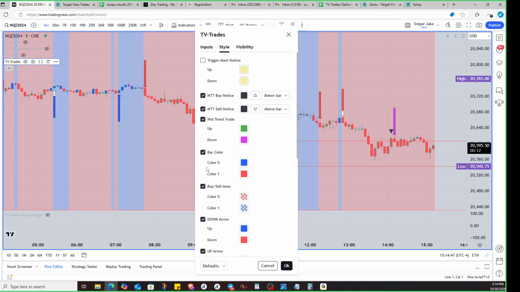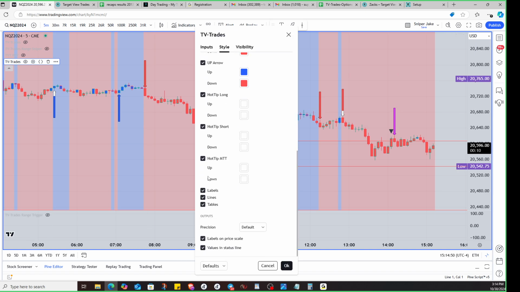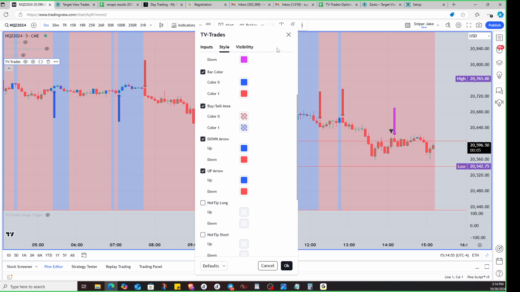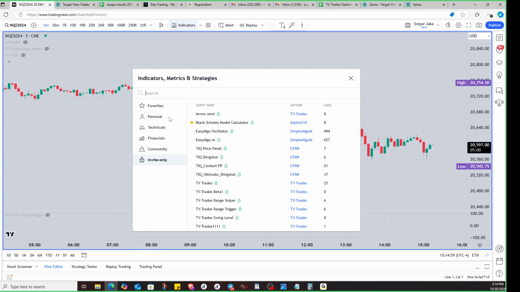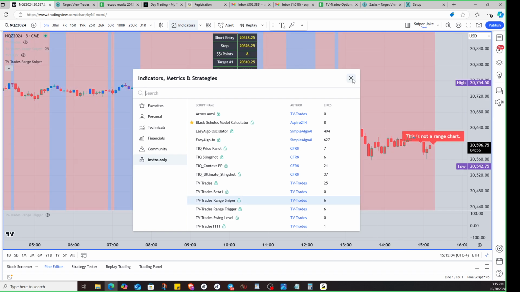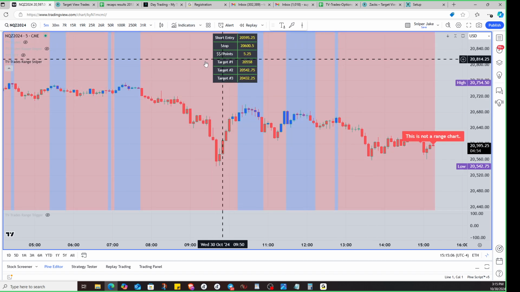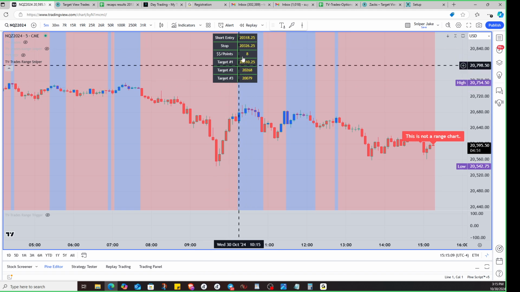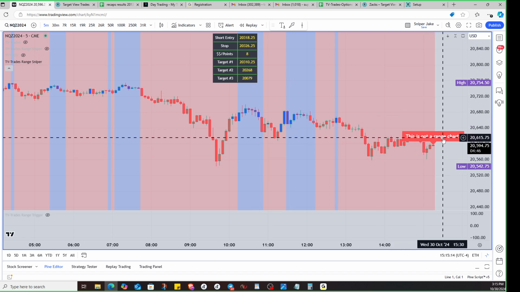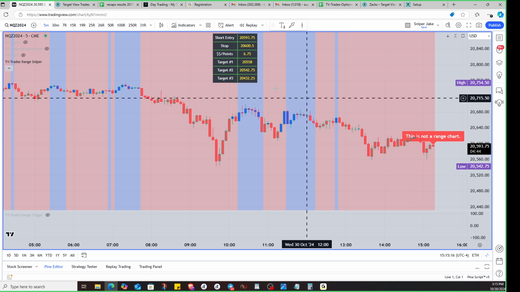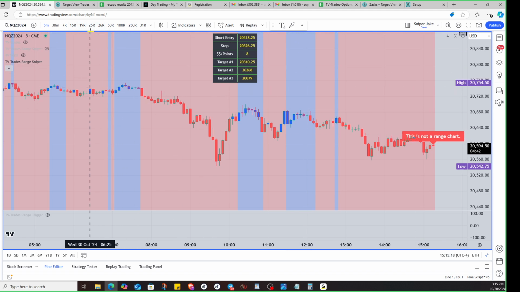Now, let me shut all that off, and let's just go. Let's just shut the TV trades off altogether. Okay, I'll take that one off, and we'll just put the sniper on. Now, there are some new things in here with the sniper, and the sniper has the same kind of table in here, but the sniper has to be on a range chart. It's called a range sniper for a reason. It's got to be on a range chart, otherwise you're not going to get very many opportunities. So we'll put this on a range chart.